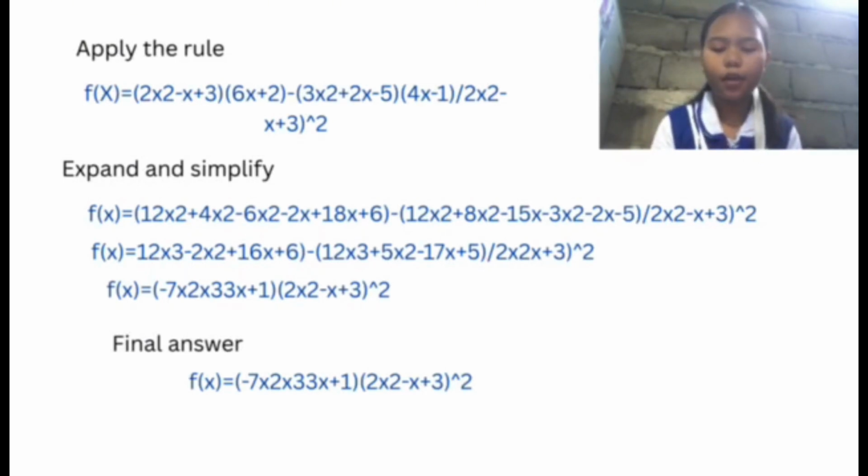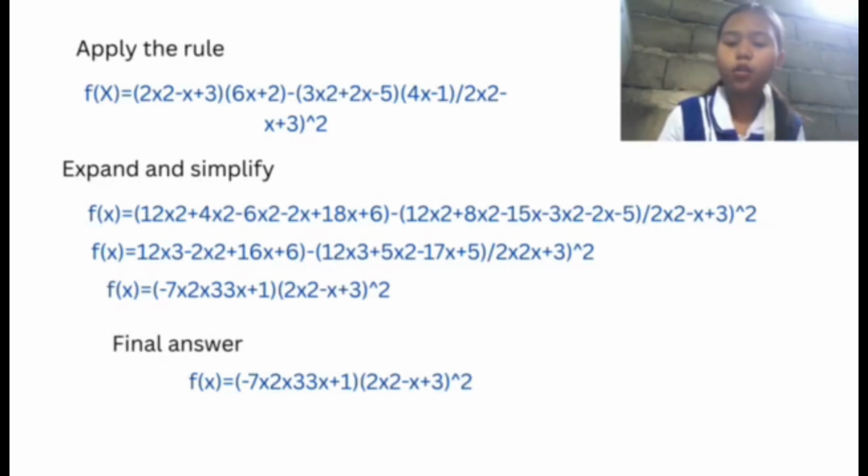So f prime of x is equal to negative 7x to the power of 2 plus 33x plus 1 over 2x to the power of 2 minus x plus 3 to the power of 2. So the final answer is f prime of x is equal to negative 7x to the power of 2 plus 33x plus 1 over 2x to the power of 2 minus x plus 3 to the power of 2.